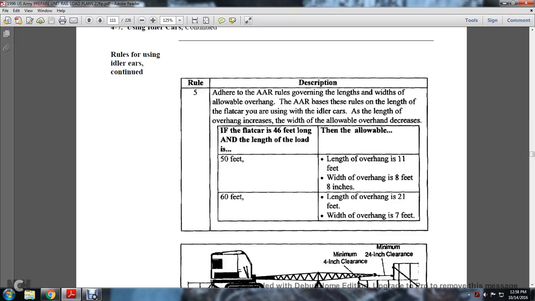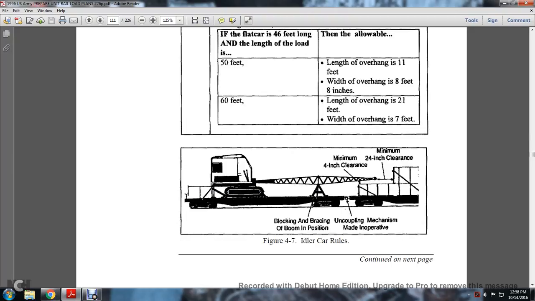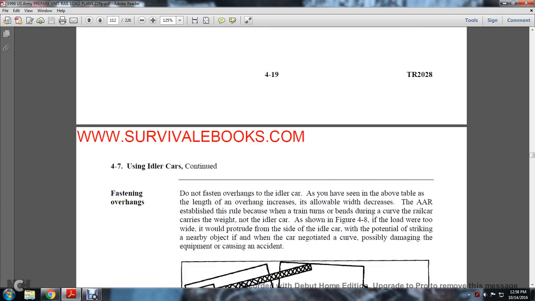If the flat car is 46 feet long and the length of the load is 60 feet, the length of the overhang is 21 feet, with an allowable overhang of 7 feet. Figure 4.7 shows the idler cars with the boom blocked and braced in position, the uncoupling mechanism made inoperative, and a minimum of 24 inches clearance.